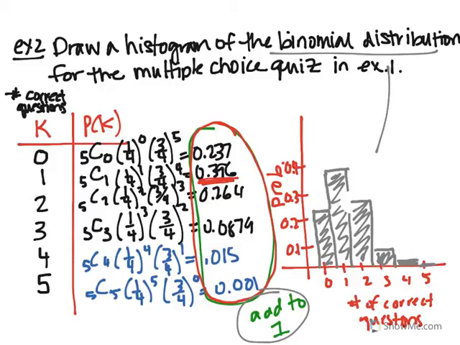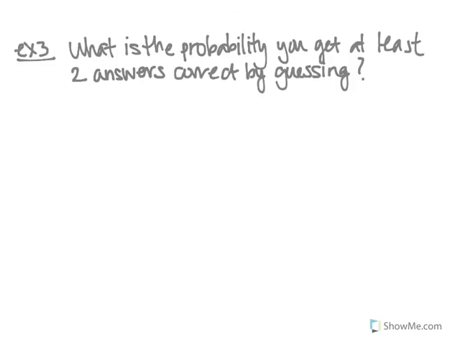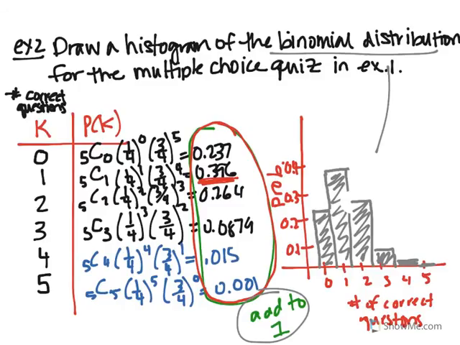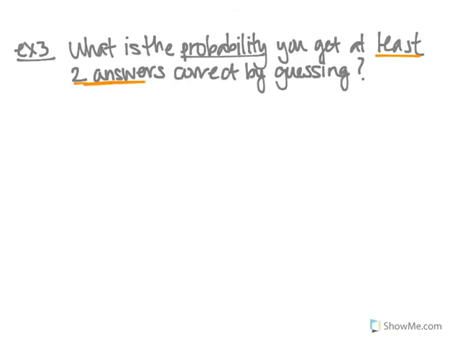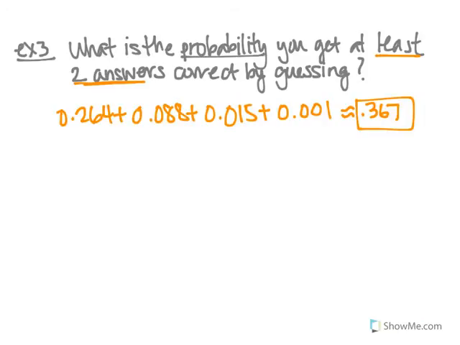So in this next question, I want you to tell me what the probability is that you get at least 2. So at least means 2 or more. If you look back at the diagram or the table that we did here, 2 or more would be all of these guys right here. That's at least 2. So I'm going to add all those together. When I add all those together, I get about 0.367 if I don't round. And that would be the probability of getting 2 or more correct.